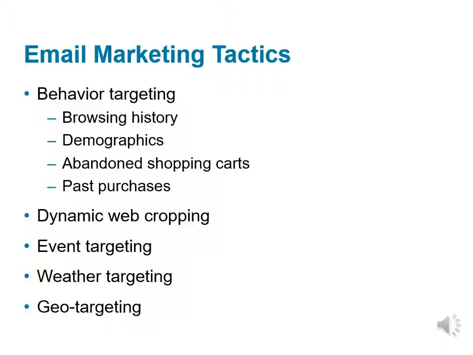Email marketing can be around special events, such as hunting season. It can be based on weather, using GPS technology. Geotargeting involves sending an email based on a person's geographic location.